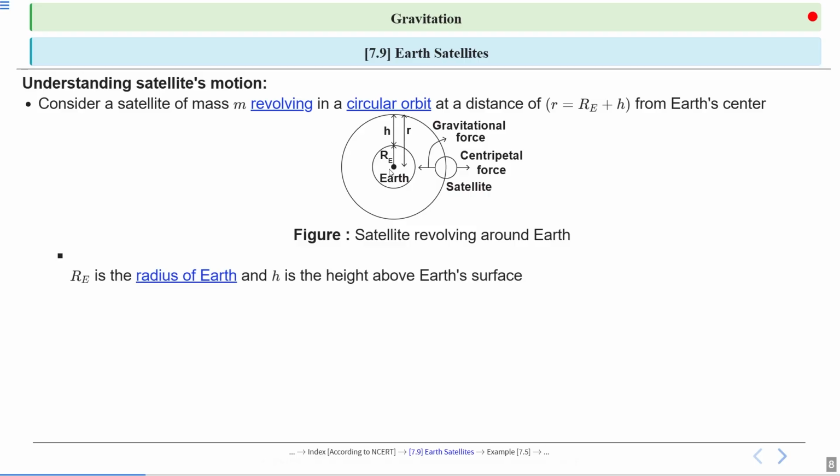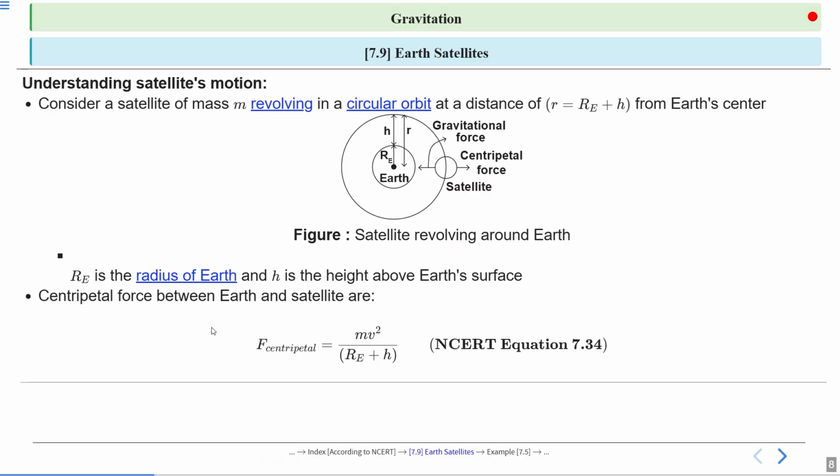Now let's talk about the forces at play. The centripetal force that keeps the satellite in its circular path is given by the formula F equals mv squared by (Re plus h). So the formula is this one, mv squared by (Re plus h).